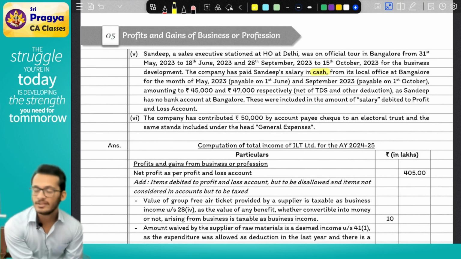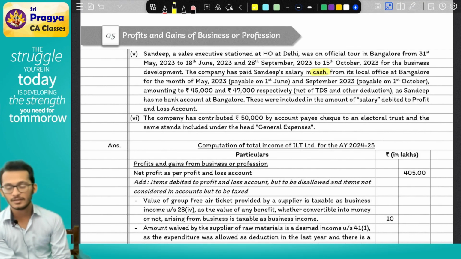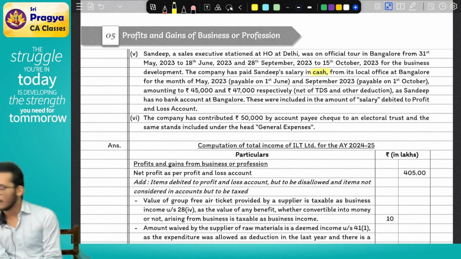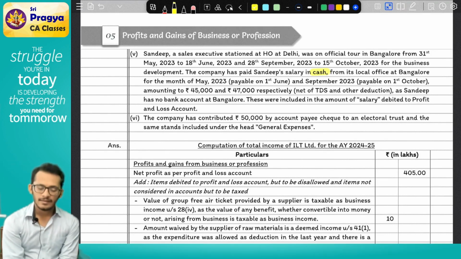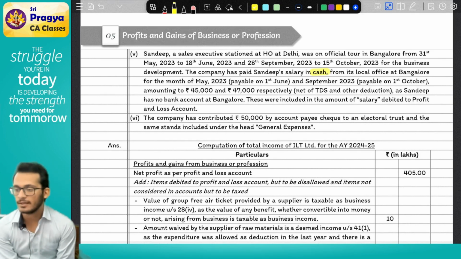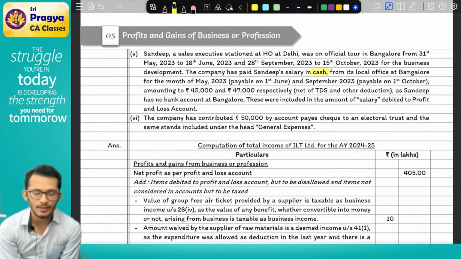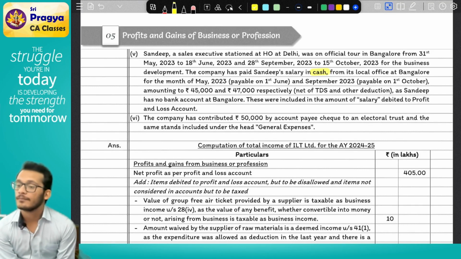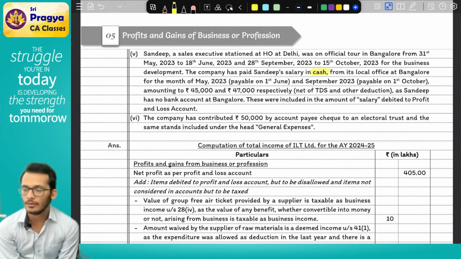Will you disallow something? Which means the salary which is paid to him is allowed as deduction. The question says these were included in the salary debited in the profit and loss account, which means they have claimed. Will you allow the claim, not allow the claim? You will allow the claim, which means you should disallow, add, reduce or allow?